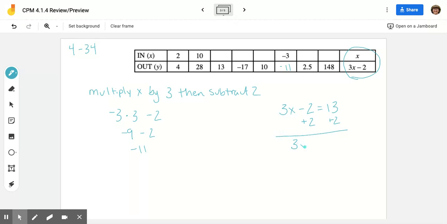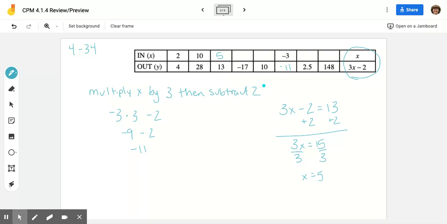So we just go back to what we know about solving for equations. So I have 3x equals 15. I divide both sides by 3. And I get x equals 5. So if x equals 5, if I multiply x by 3, I get 15, then subtract 2, I get 13.